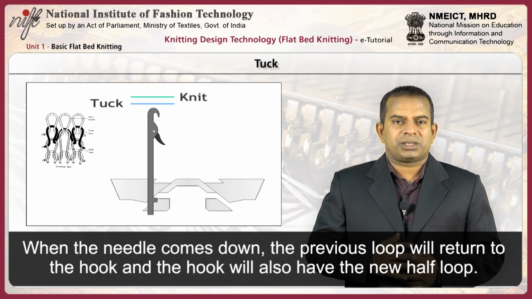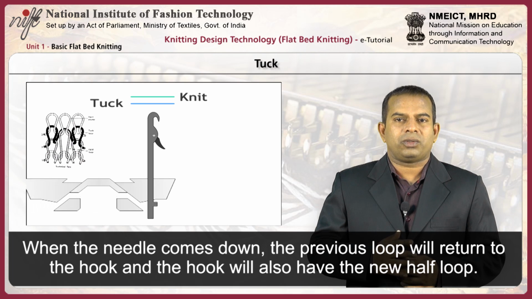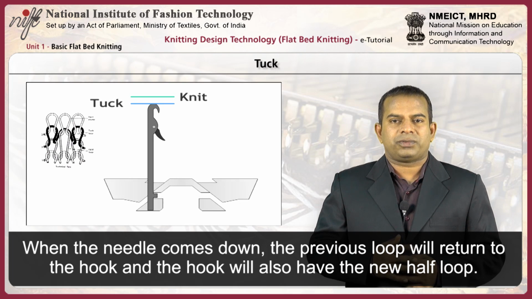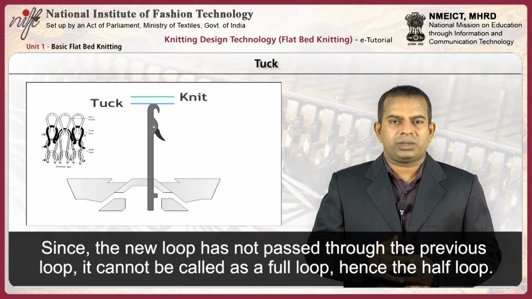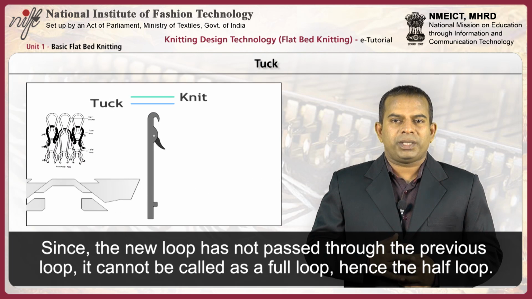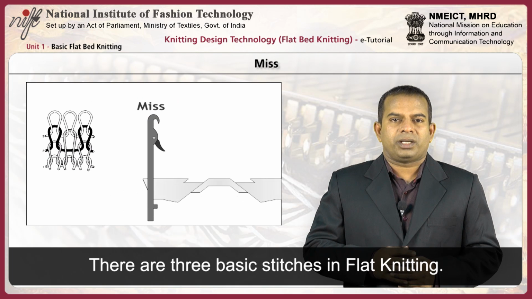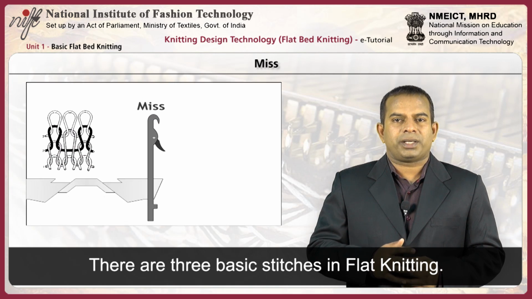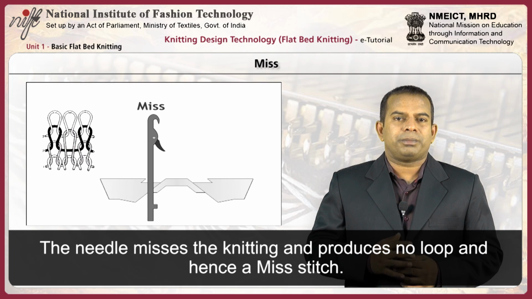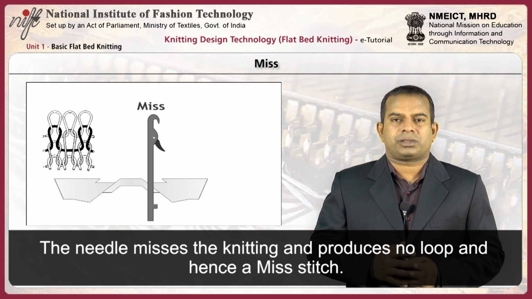When the needle comes down, the previous loop will return to the hook and the hook will also have a new half loop. Since the new loop has not passed through the previous loop, it cannot be called a full loop, hence the half loop. To produce a miss stitch, the needle should not go up at all. The needle misses the knitting and produces no loop and hence a miss stitch.